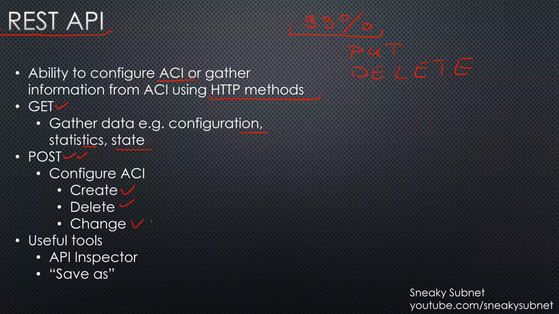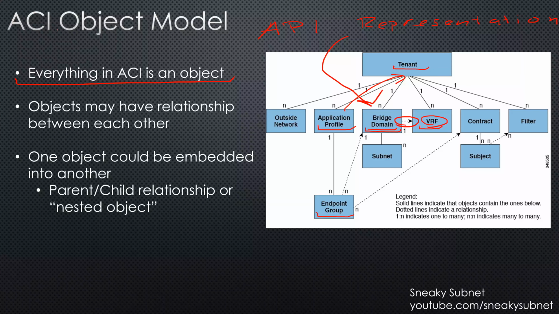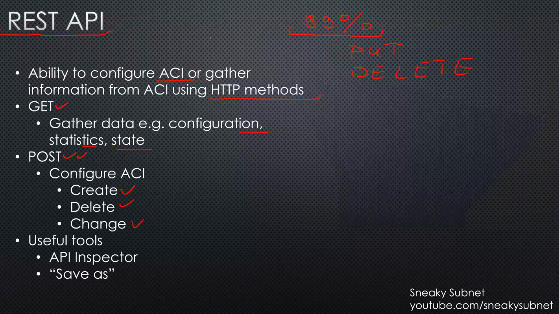And in order to gather that information, first of all, information about the object model, information about which methods you need to use, there are two very useful built-in tools. First of all, this is API Inspector and a tool called Visore. We will look at both those tools in our demonstration section again.